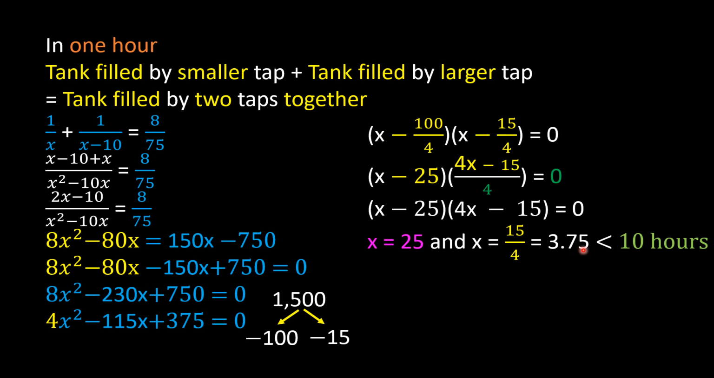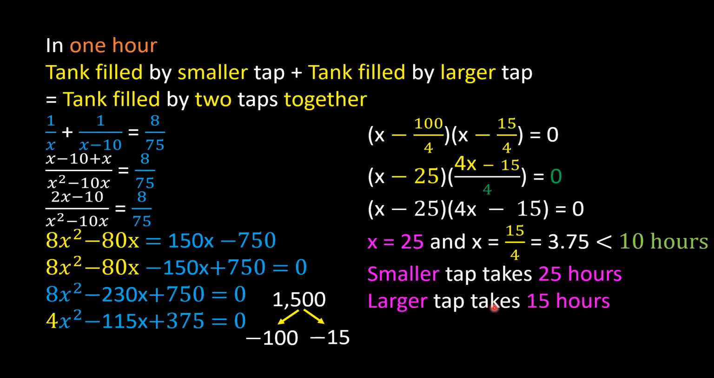But 3.75 is less than 10 hours. The larger tap takes 10 hours less than the smaller tap. So therefore, we have to neglect this value, 15 divided by 4. So we will choose x equals 25 only. So the smaller tap takes 25 hours and the larger tap takes 25 minus 10, that is 15 hours to fill the tank separately.